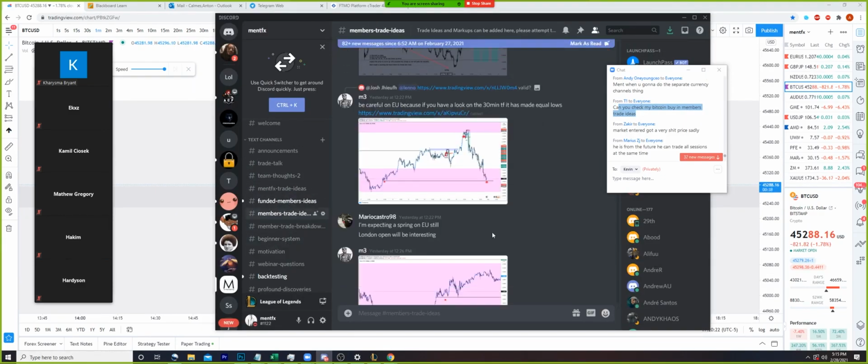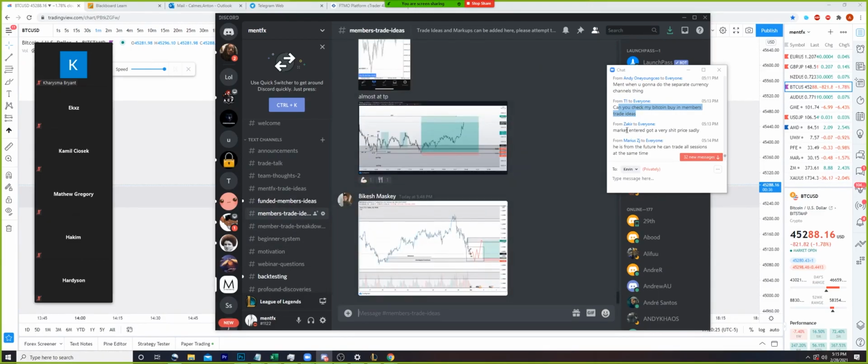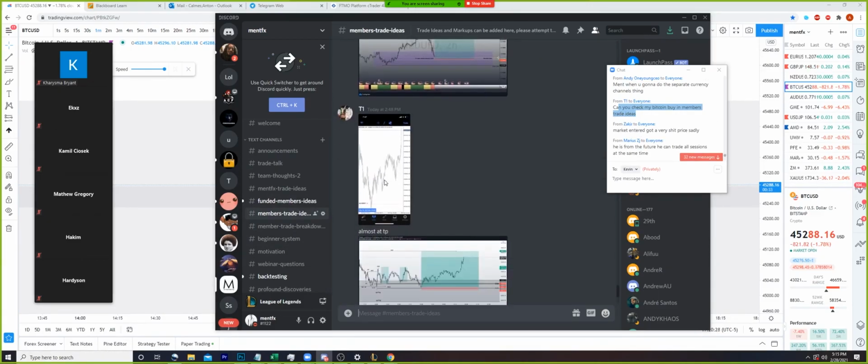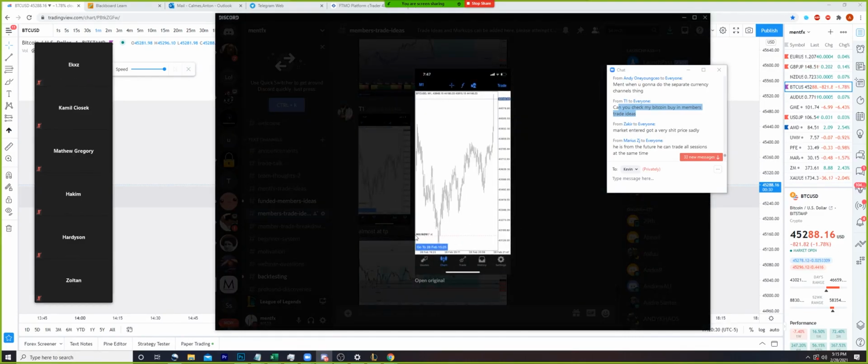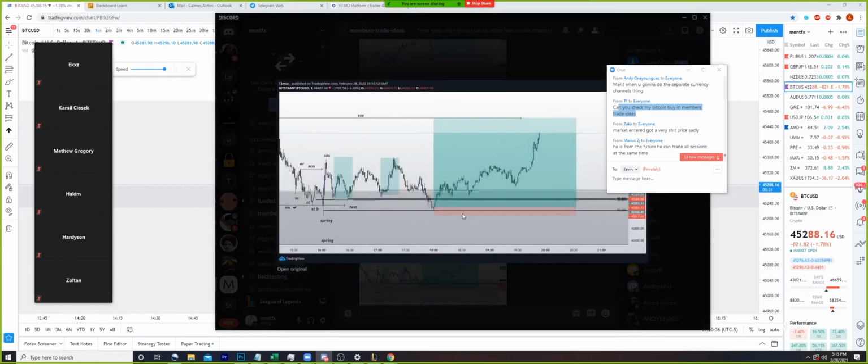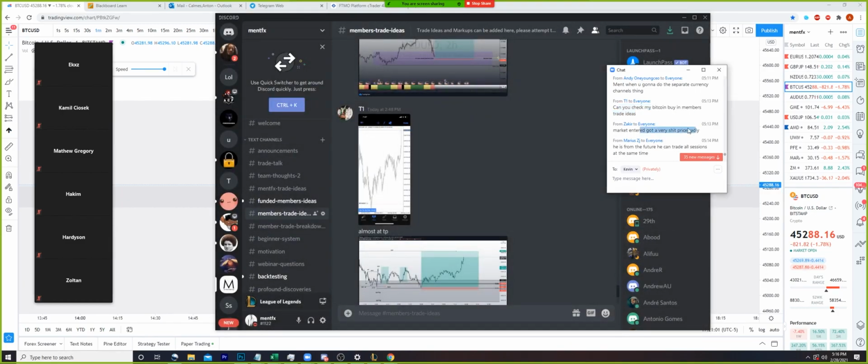Member trade ideas. T1, there we go. I mean, beautiful buy. What else do you want me to say? Yeah, it's beautiful. It looks great. That's fantastic. You had structure breakdown. You had the big move up. Overall, big ManFX block here. And in here, you had price come down. Did it ever get above this? It kind of did. So you could have used also this overall move, but there was no setup in here. Use the 50% of this last wick. Yeah, that's perfect. It's a great buy. Market entered, got a very shit price, sadly.